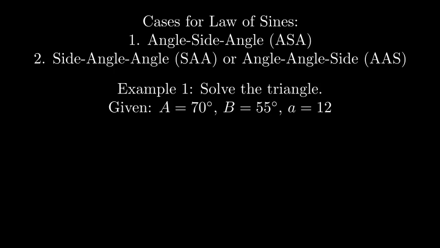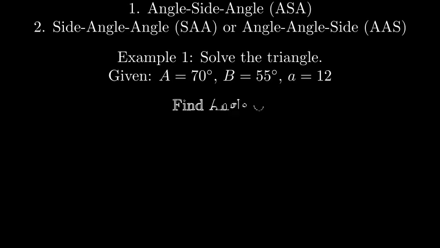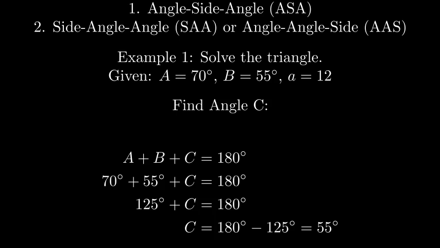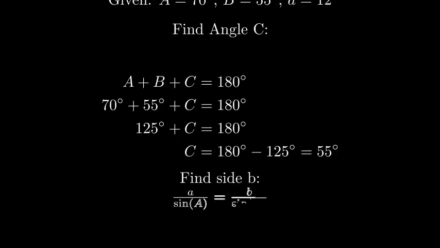The first step is always the easiest: find the third angle. Since the angles in a triangle sum to 180 degrees, we can find angle C by subtracting the other two from 180. So C equals 180 minus 125, which is 55 degrees. Now that we have all three angles, we can use the law of sines to find the missing sides. Let's find side B. We'll set up a proportion using the ratio we know completely, which is A over sine A, and set it equal to the ratio for side B. This gives us 12 over sine of 70 degrees equals B over sine of 55 degrees.